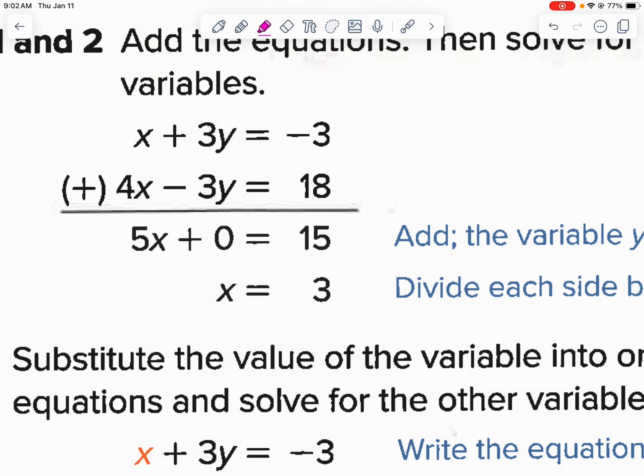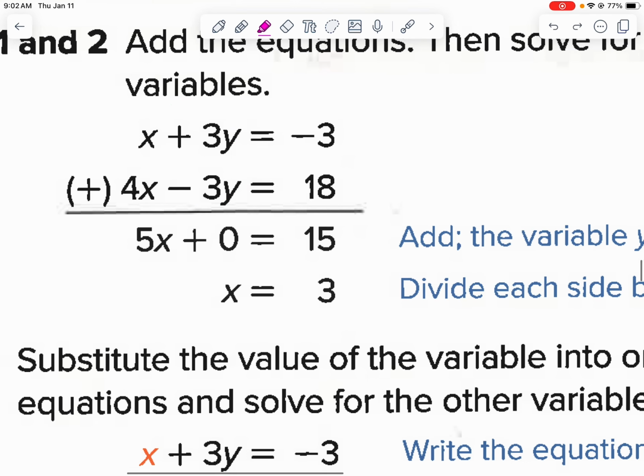On this one, the whole reason is to eliminate, to get rid of. If I look at this right now, those coefficients are not the same or opposites of each other, so I'm not looking at those right now. But if I look at these two right here, I have a positive 3y and a negative 3y. Those are going to eliminate each other. They're going to go away. They're going to become 0. So what we're going to do is add these two equations together.